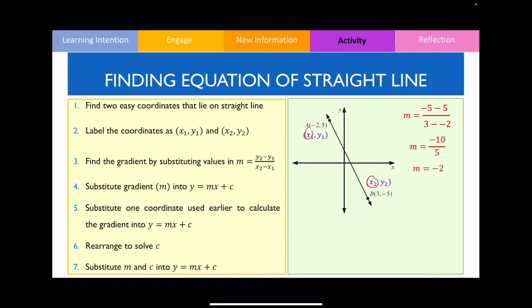I'm now going to substitute my gradient into y equals mx plus c. So I've done step 4 already. I'm now going to substitute one of the coordinates into the equation as well. So I'm going to substitute this coordinate over here into the general equation. Negative 2 times negative 2 is equal to positive 4. Solve for c, so let's get rid of the 4 by subtracting 4 from both sides. So therefore c is equal to positive 1. So that's my y-intercept. And finally, as my last step, I'm going to substitute all the values into the general form. Hence, my equation is y equals negative 2x plus 1.